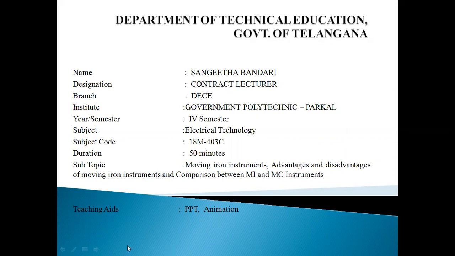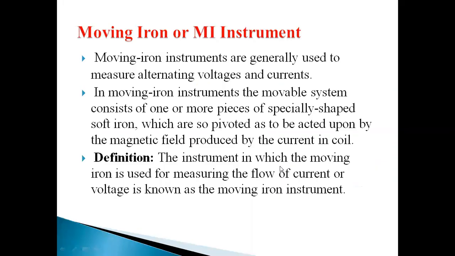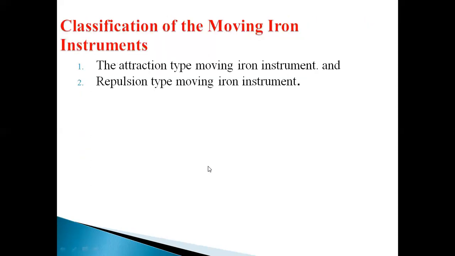First, let me tell what is a moving iron instrument. These moving iron instruments are generally used to measure alternating voltage and currents. In moving iron instruments, the movable system consists of one or more pieces of specially shaped soft iron, which are so pivoted as to be acted upon by the magnetic field produced by the current in a coil. So see here, I will show in the diagram.